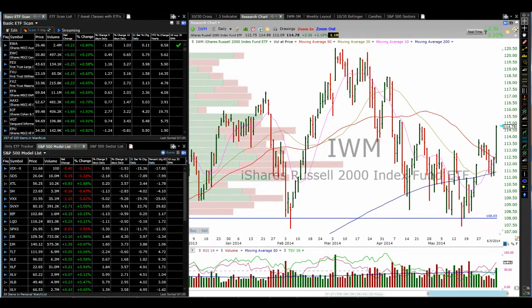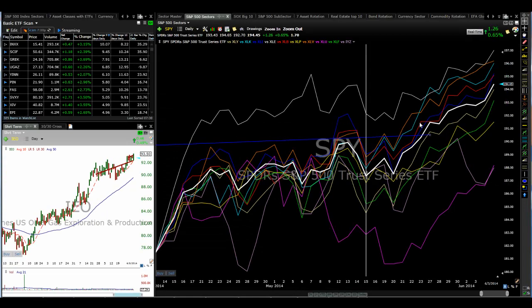Oop, clicked the wrong one. On what we were looking at right here with the S&P 500, because I have another scatter chart that I don't think is on this list that we're looking at.